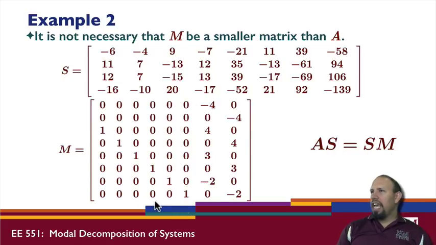And we notice that this M, first of all, is not diagonal. Okay, and that's mostly because this matrix is not an eigenvector matrix. But it satisfies this relation: A times S is equal to S times M. So in this case, S is big, M is big, but I still get this relationship happening. And we'll come back later and see where something like this can actually arise in practice.